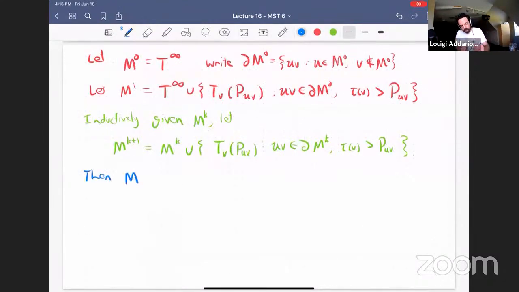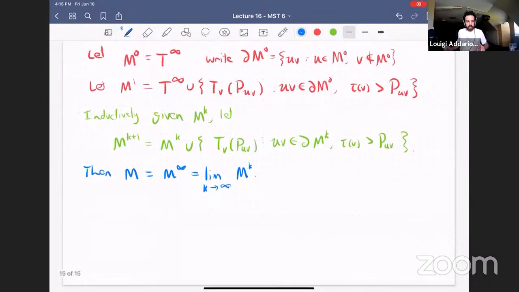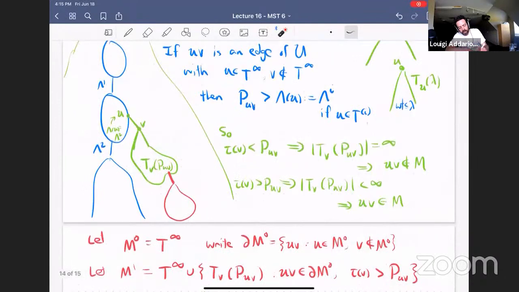So then that means that the final tree M is just the union of all these layers, or in other words, it's the limit of M_k as k tends to infinity. Okay, and so now the key to proving that this tree is one-ended is just to say that this sequence of layers can't create infinite paths. Okay, so we don't want these.